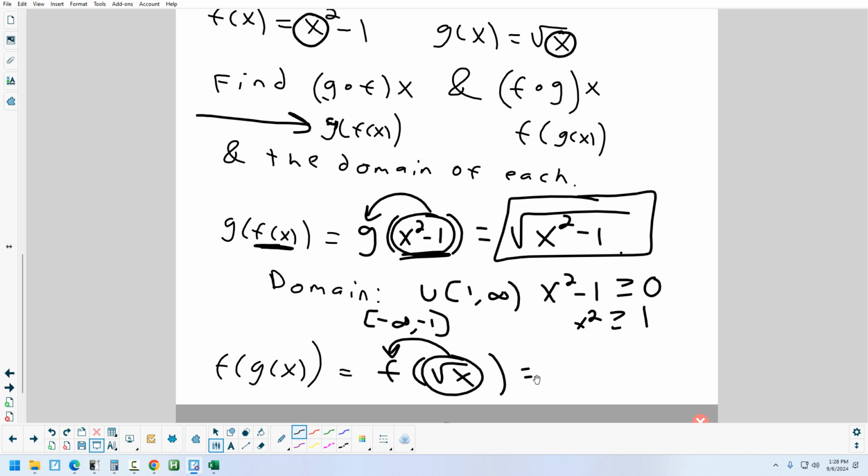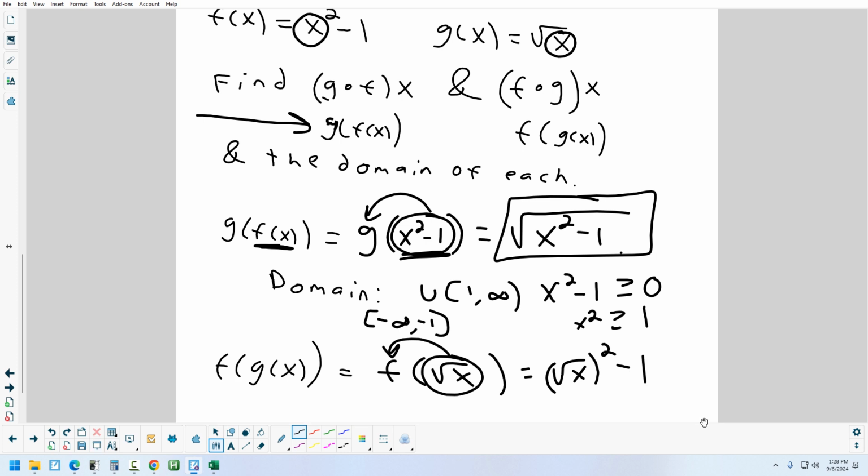The square root of x, squared, and then minus 1. Yep. Okay, now I want to simplify it. What happens when you square and square root? It cancels out. So that's our function. Now I want the domain.